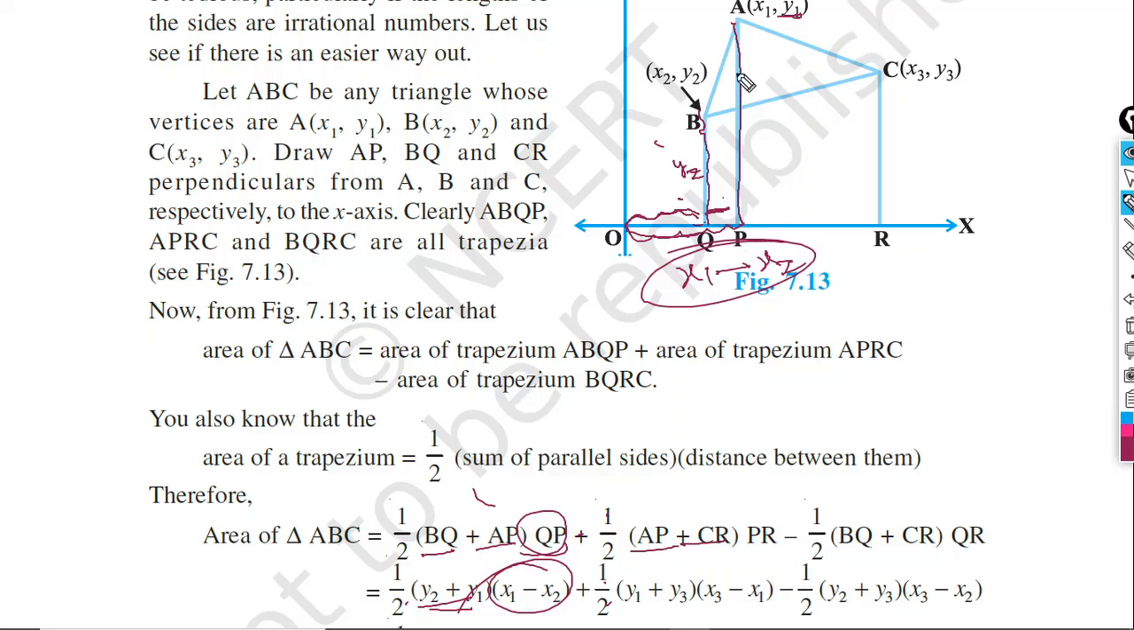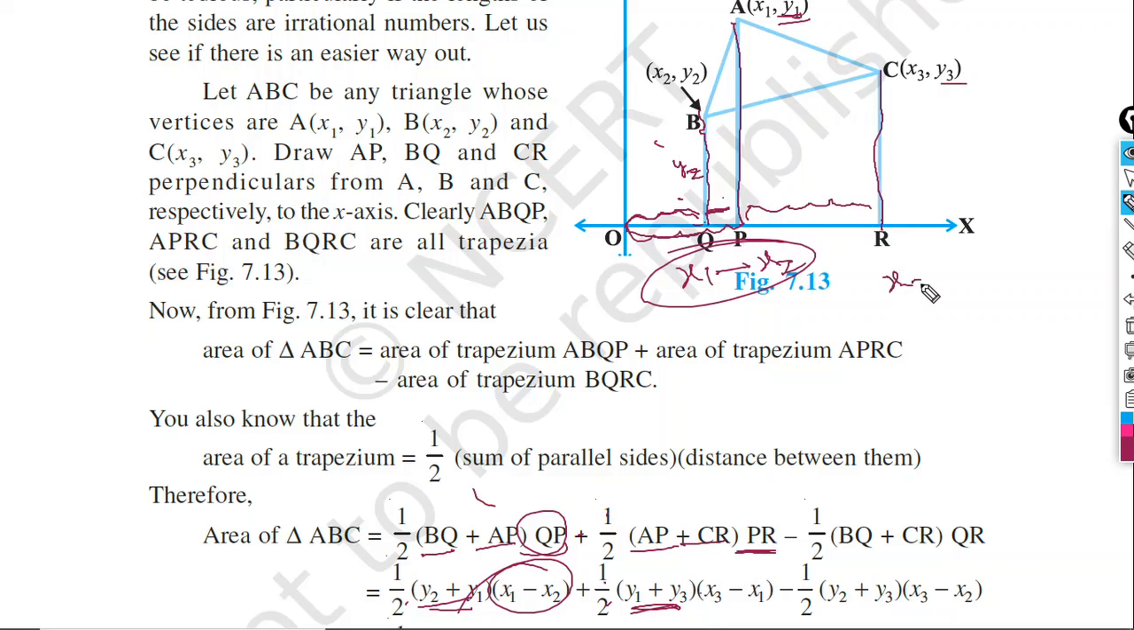FP, where is FP? FP we have just written. FP is y1. CR, look at figure CR. CR is y3. So (y1 + y3) whole into PR. Again PR. PR equal to UR. What is the length of UR?